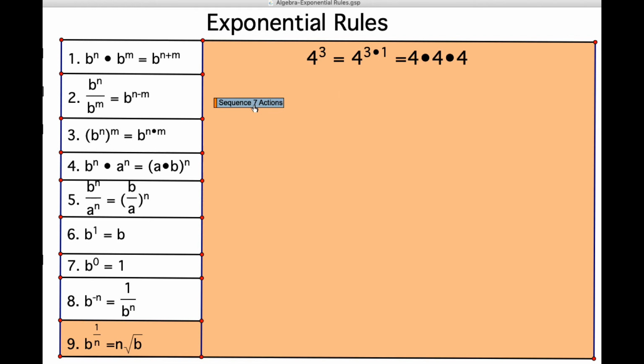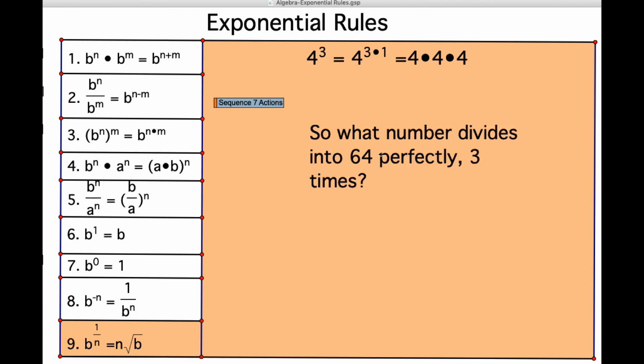So moving forward with this, the goal is to find out which number divides into 64 perfectly 3 times. Some of you may know the answer already. It's 4. So that I can say that 4 cubed is 64, and then in reverse, that the cube root of 64 is going to be 4. And this is how we have the connection between the fractional exponent and the root.